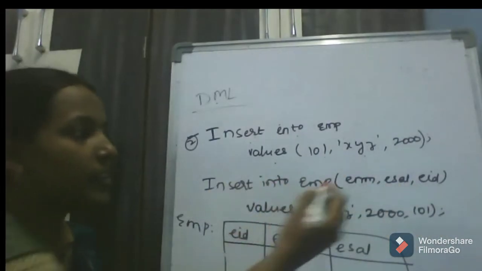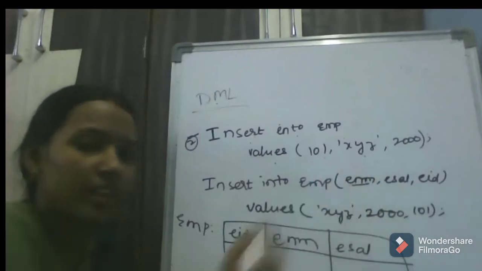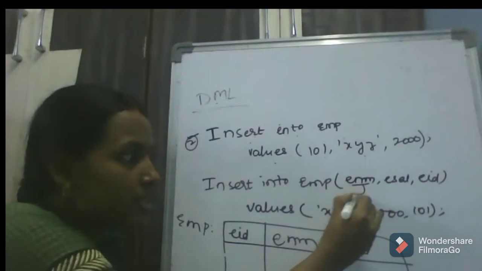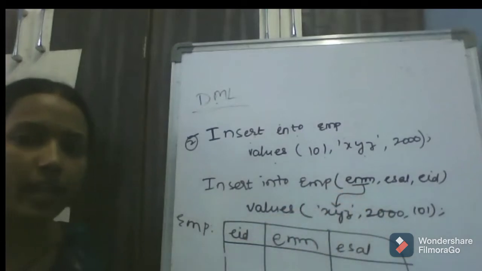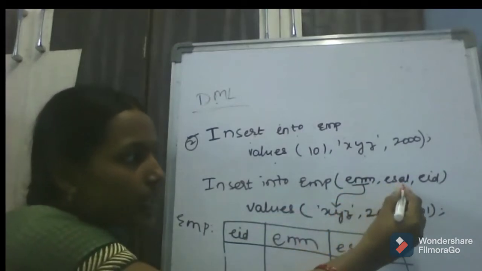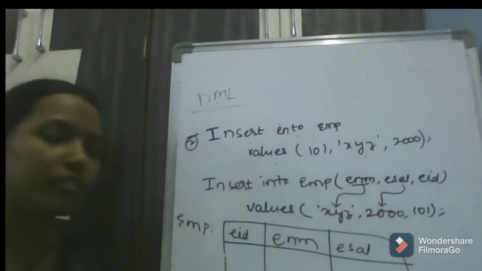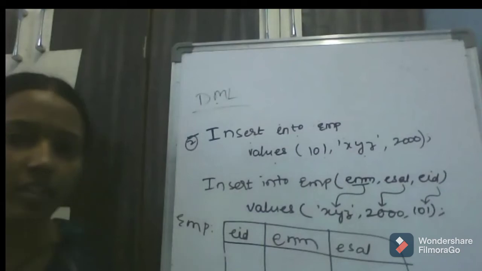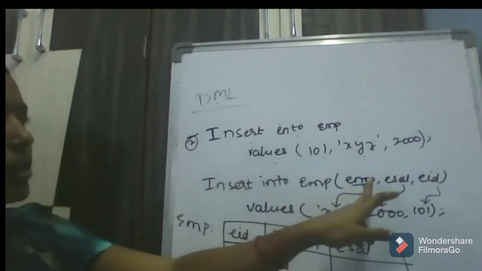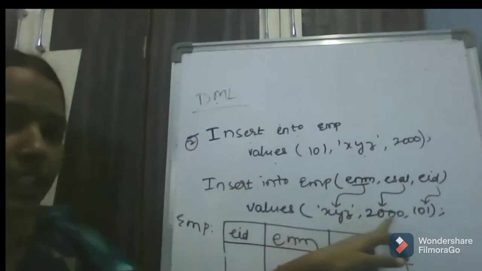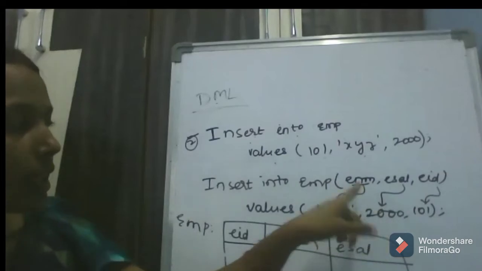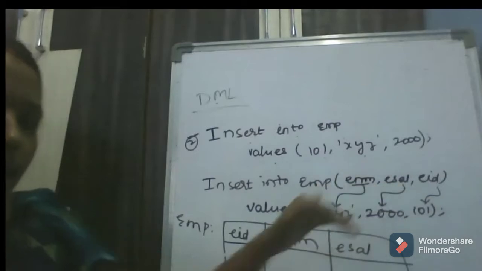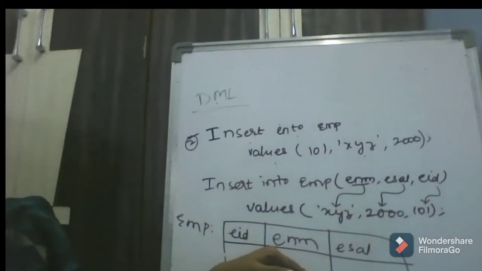So what will happen? Whatever the first value you are specifying here is related to XYZ. That means this employee name is XYZ. Next, the employee salary you are specifying is 2000. Next, the employee ID is 101. So, if you are specifying column names here and their respective values in the same order, అంటే ఏంటి, ఏ ఆర్డర్ లో రాస్తే ఇక్కడ కూడా ఆర్డర్ లో ఉండాలి. సో మీరు ఎలా రాస్తే అలా వాల్యూస్ అనేవి ఈ టేబుల్లో స్టోర్ అవుతాయి.